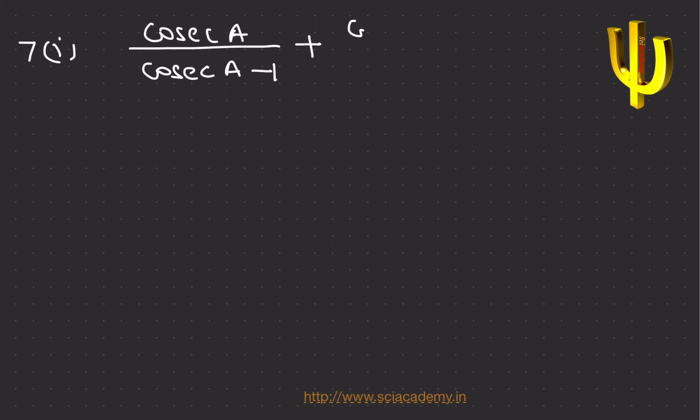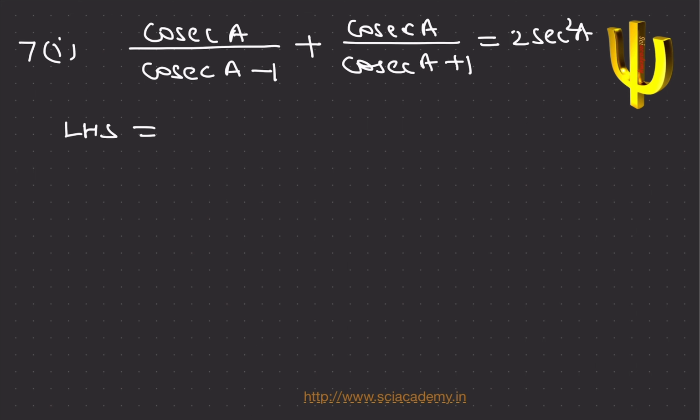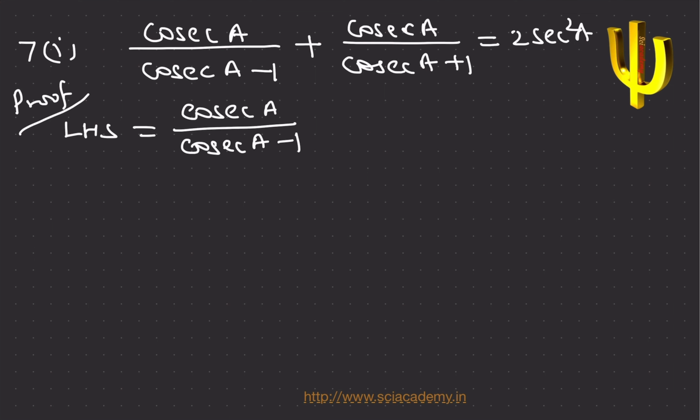Now next problem, we have to prove that cosec a divided by (cosec a minus 1) plus cosec a divided by (cosec a plus 1) equals 2 sec square a. So LHS equals, let us solve this, cosec a divided by (cosec a minus 1) plus cosec a divided by (cosec a plus 1).